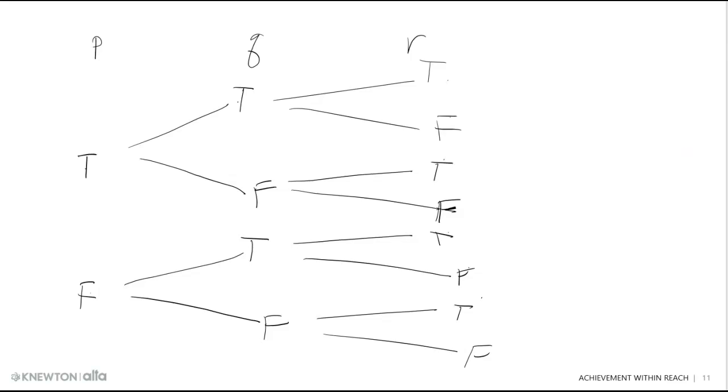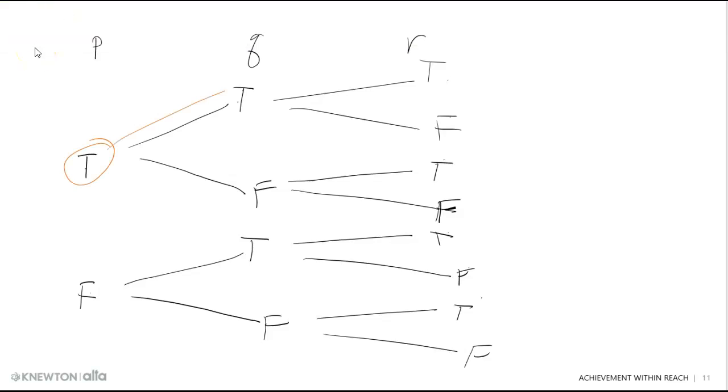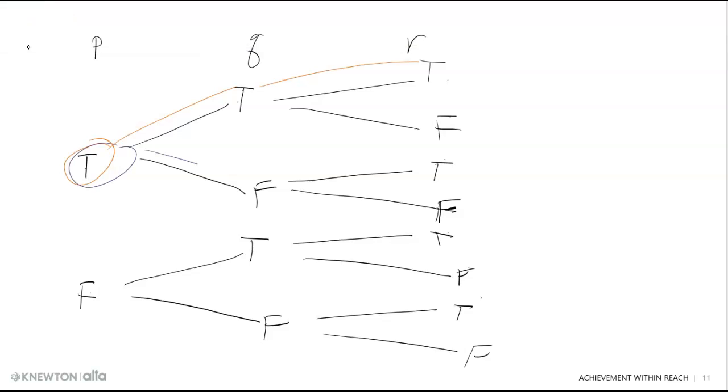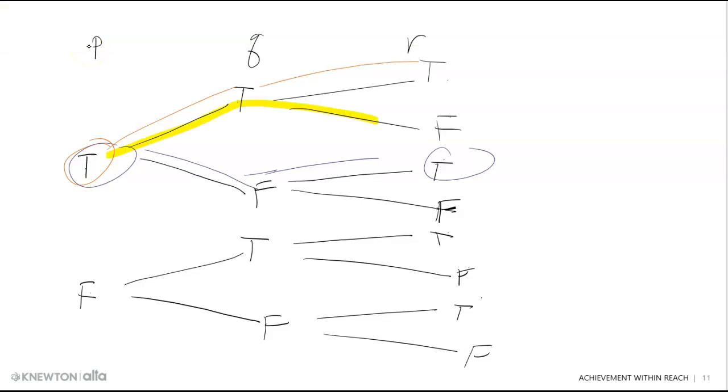There are 8 paths. So what I mean by path is true, then true, then true. That's one path. True, then false, then true is another path. I could do true, true, and then false, and that's yet another path. Each of these ends represents the end of a different path, and there are 8 different paths, and we have to have a row for each of these paths in our truth table.